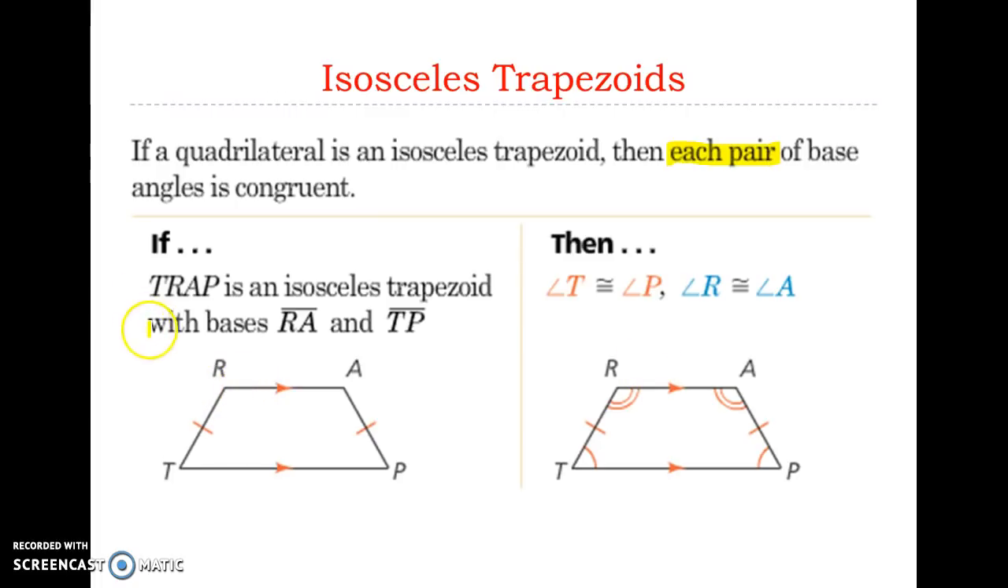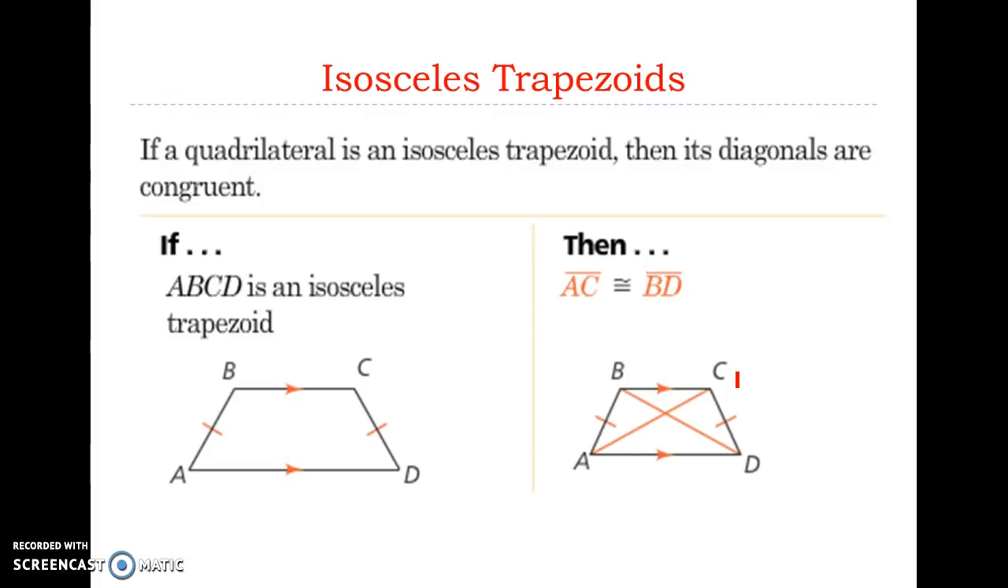So what it says is if TRAP is an isosceles trapezoid with bases RA and TP, then angle T is congruent to angle P because they're base angles. But also, angle R is congruent to angle A. So maybe if I color there, you'll be able to tell that they're separate. So angle R is congruent to angle A. There are two sets of base angles.